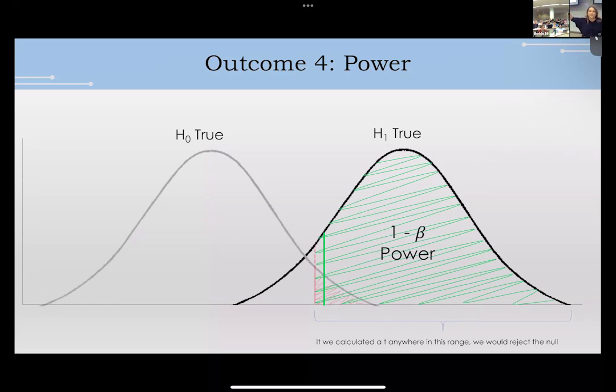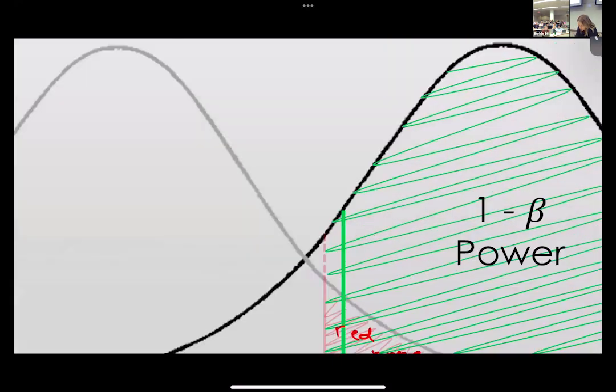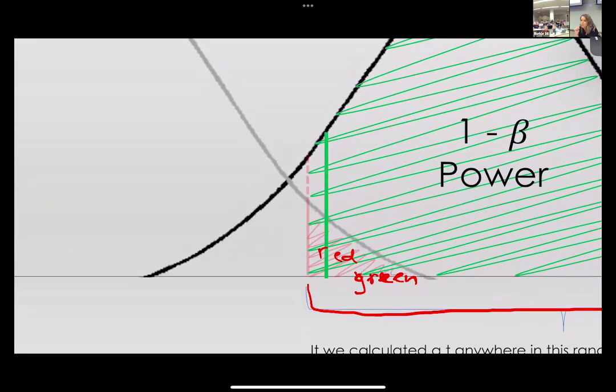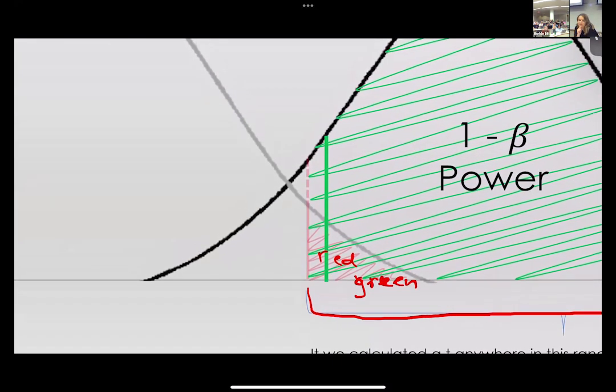Why? Because alpha is under the null curve and power is under the alternative curve. They overlap, right? Because this green line overlaps. If I get anything in here, I'm going to reject the null. If I'm wrong, I'm red. If I'm right, I'm green. That's why they're both in that region. Same conclusion, reject the null. But if I'm wrong, I've made a type 1 error. If I'm right, I found an effect that's really there.